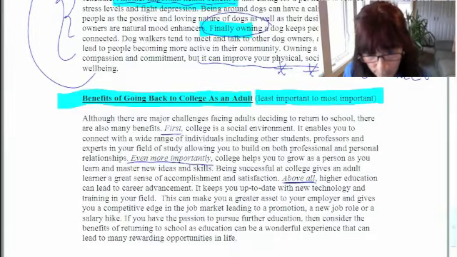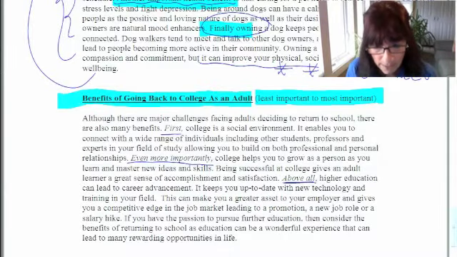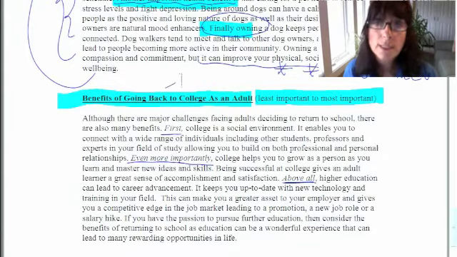Above all, here's your most important, above all, higher education can lead to career advancement. It keeps you up to date with new technology and training in your field. This can make you a greater asset to your employer and gives you a competitive edge in the job market, leading to a promotion, a new job role, or a salary hike. If you have the passion to pursue further education, then consider the benefits of returning to school, as education can be a wonderful experience that can lead to many rewarding opportunities in life.